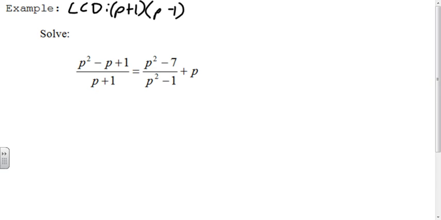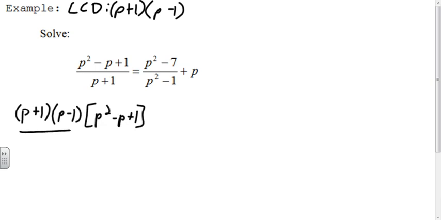So I'm going to get rid of these pieces. We need to multiply each piece by our LCD. So we would say then, start over here, p plus 1, p minus 1, times the original part was p squared minus p plus 1, all over p plus 1. That's our left side of the equation.